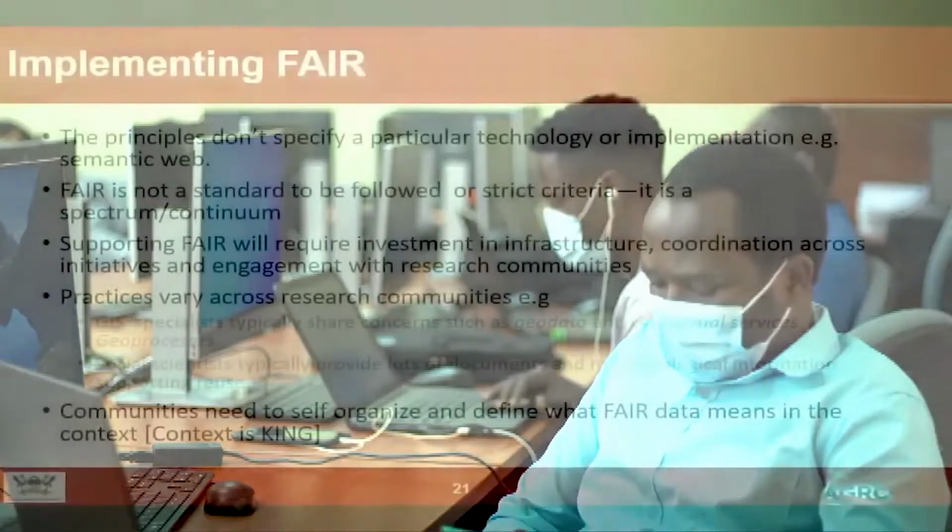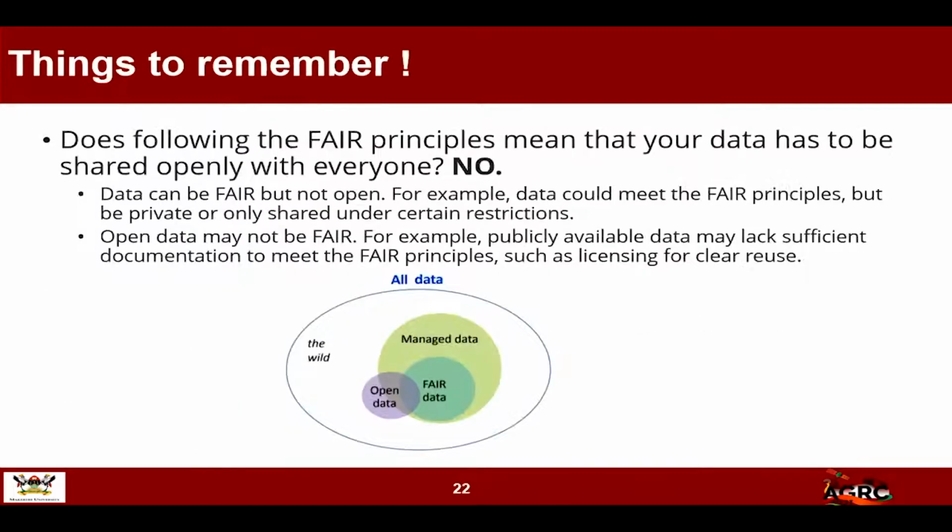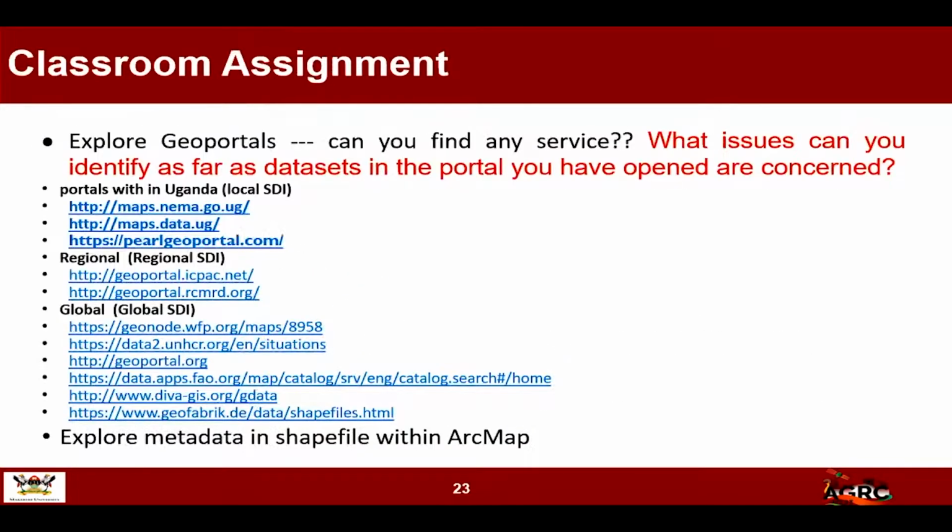And we said that there are ways we can find out how far we've gone, how far our organization has gone as far as being FAIR is concerned. And then we looked at the different links. These were the geoportals to be able to explore the data, and then we asked ourselves whether this data is well documented or not, and so that's what we did.